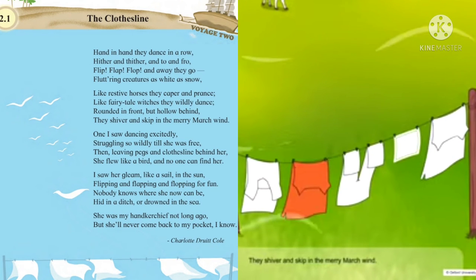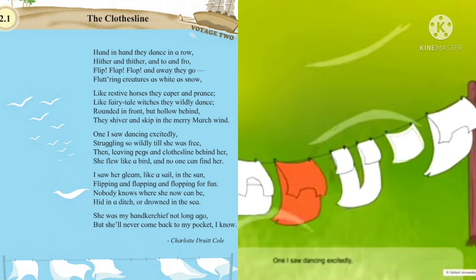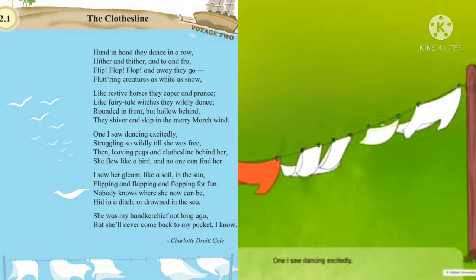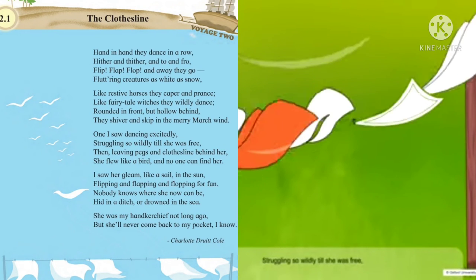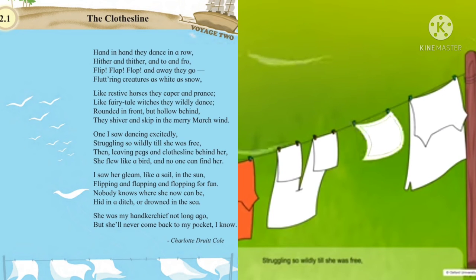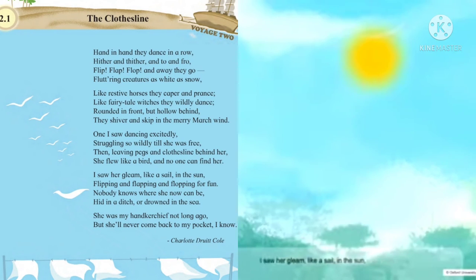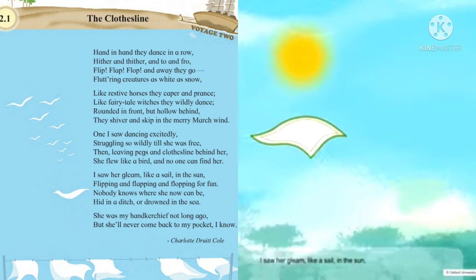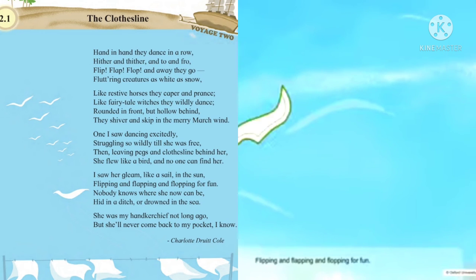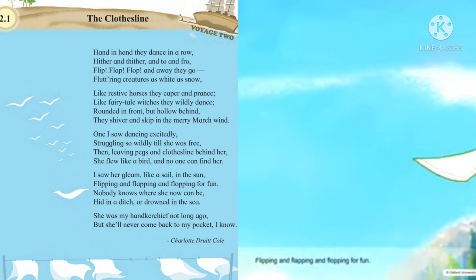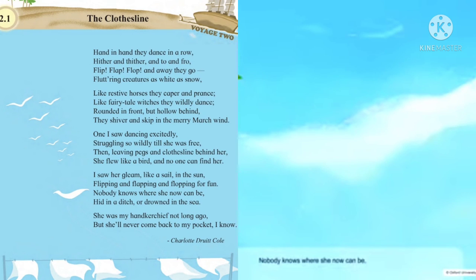Nobody knows where she now can be. As we all know, the piece of cloth blew with the wind. So now we don't know. The poet is telling that I don't know now where the cloth is, hid in a ditch. Now, what is a ditch, students? Ditches are a type of passage near a road or in a farm that are created for water to pass through. So the poetess is telling us that she doesn't know where that piece of cloth is, whether it is hid in a ditch or drowned in the sea. So the cloth flew away with the wind, and the poetess doesn't know where to find it.